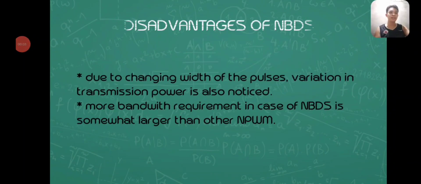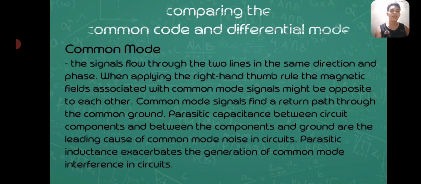The disadvantages of NBDS: due to the changing width of the pulses, variation in transmission power is also noticed. The bandwidth requirement in the case of NBDS is somewhat larger than other NPWM. Comparing the common mode and differential mode.